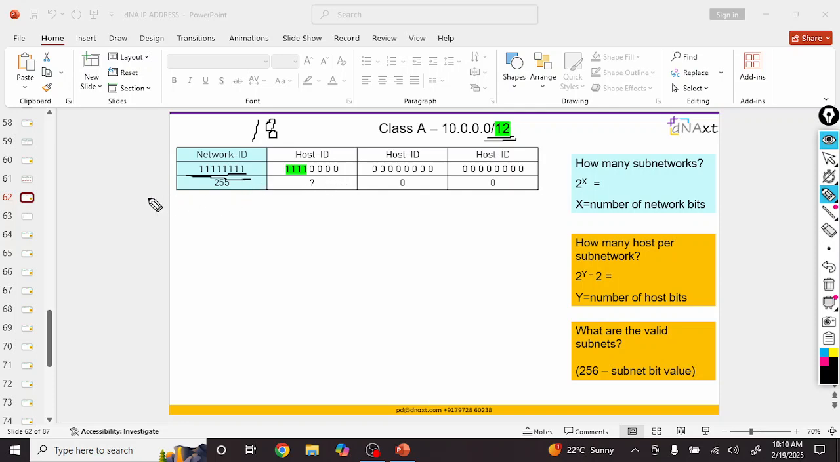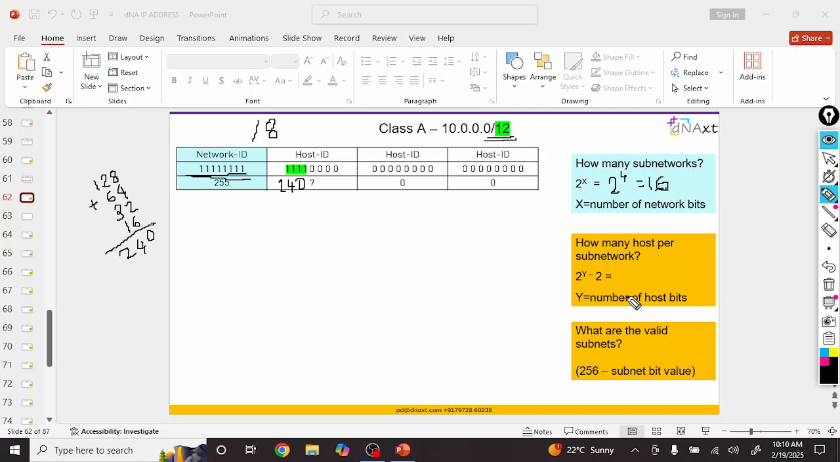4 bits are our sub-network bits, and if we calculate the value of it, 128 plus 64 plus 32 plus 16, that comes out as 240. So the subnet mask will be 255.240.0.0. Now let's calculate how many subnetworks we will get when we borrow 4 bits. We get 2 to the power 4. That means 16 subnetworks we are going to get over here.